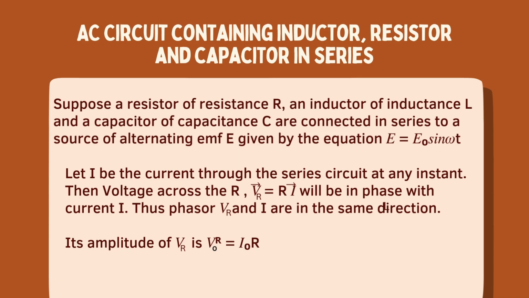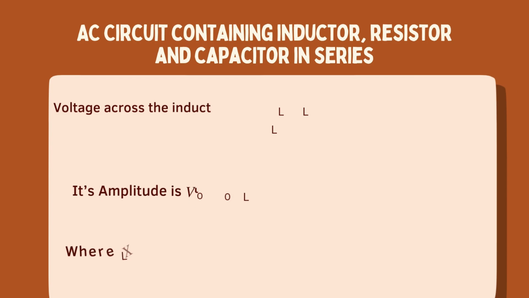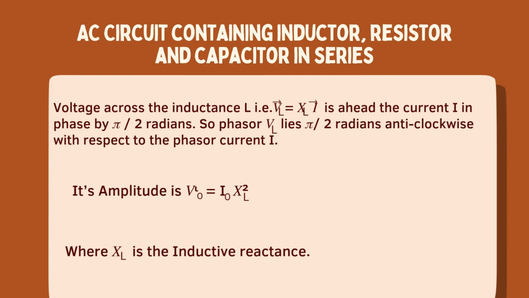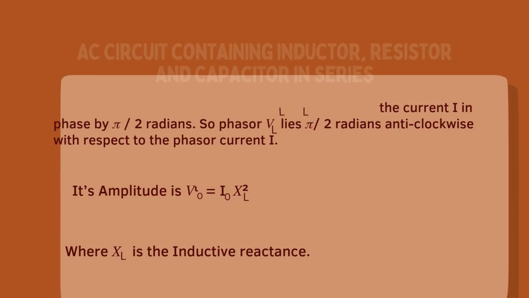Here, the voltage across the resistive element R is this one, which will be in phase with the current I. Thus, the phasors for the current and the voltage across R are in the same direction. The voltage across the inductance L is ahead of current I in phase by pi by 2 radians. Therefore, the voltage phasor for the inductance lies pi by 2 radians anticlockwise with respect to the phasor current.